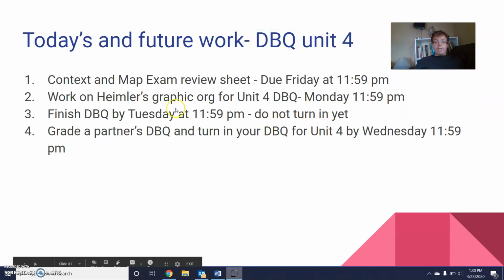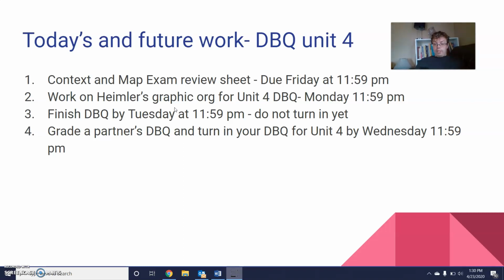Now, for Monday, 11:59, you need to have finished your Heimler graphic organizer for Unit 4. We'll go over that in just a minute. And you need to finish your DBQ, writing it by Tuesday at 11:59. But you don't need to turn it in by then. You can if you want to turn it early to be corrected early, but you don't need to.